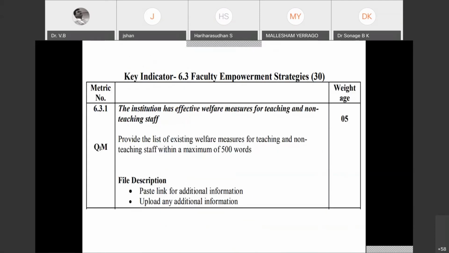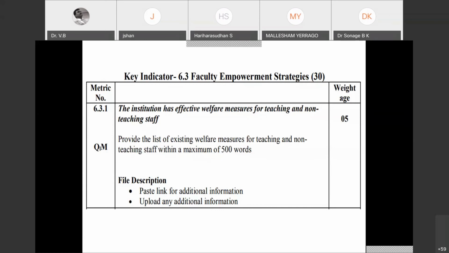Next is faculty empowerment strategies. It is a qualitative matrix wherein the institution has to give a description of the various welfare measures like earned leave, sick leave, leave reimbursement, whether the institution is sponsoring the faculty for higher studies, whether sabbatical leave is provided, whether the institution supports the faculties for attending national, international conferences, whether the institution is supporting them to bring out their research findings in the form of paper publications or financial help for patent filing.